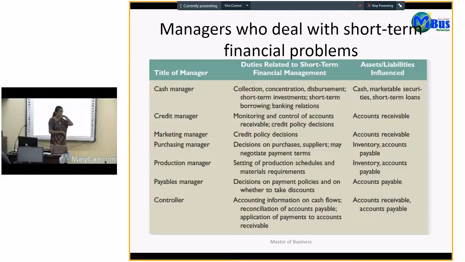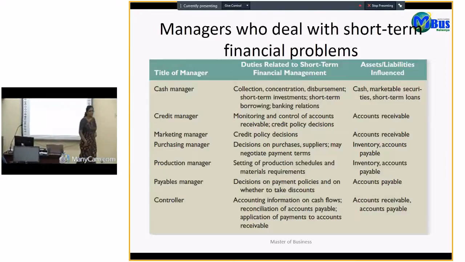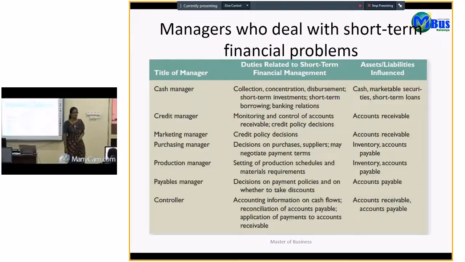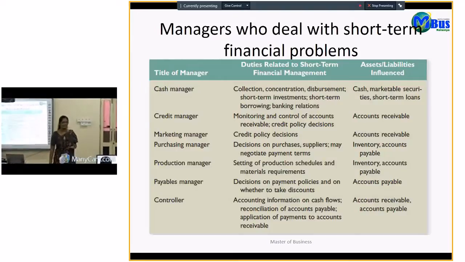Cash manager definitely is responsible. It is obvious. Credit manager, yes. Marketing manager is from a different department, right? Purchasing manager again, production manager, payable manager and controller, we can say yes, directly they are responsible for short-term financial problems. What about the other managers, marketing manager, purchasing manager and production manager? Why are they responsible? So what conclusion can we arrive at?